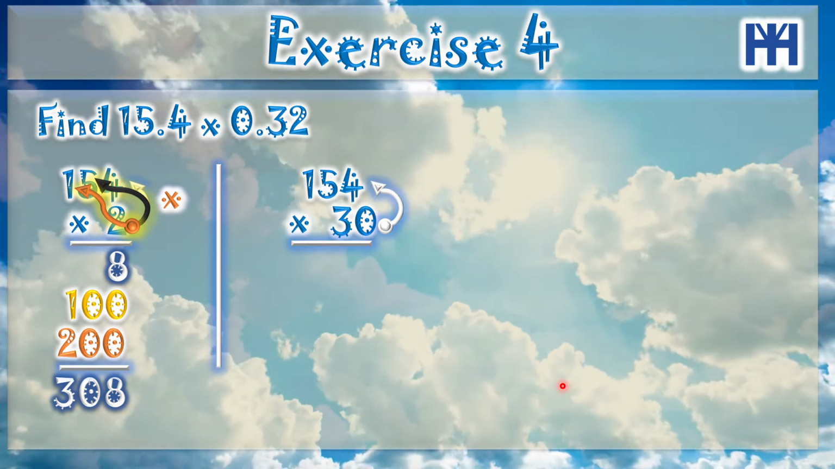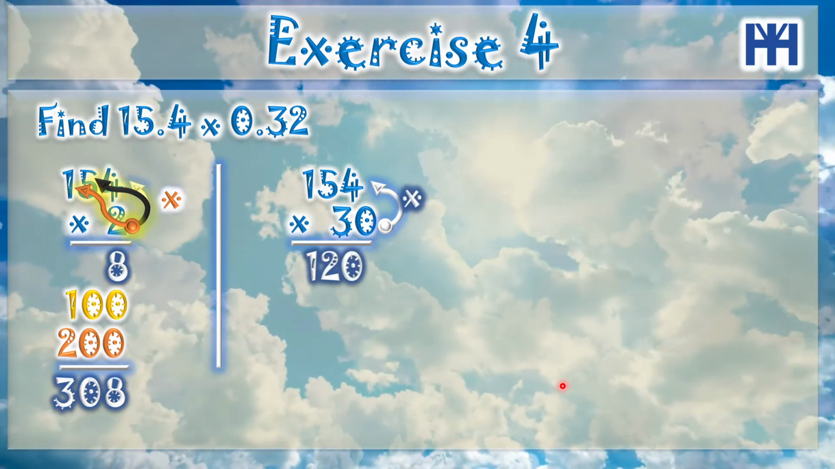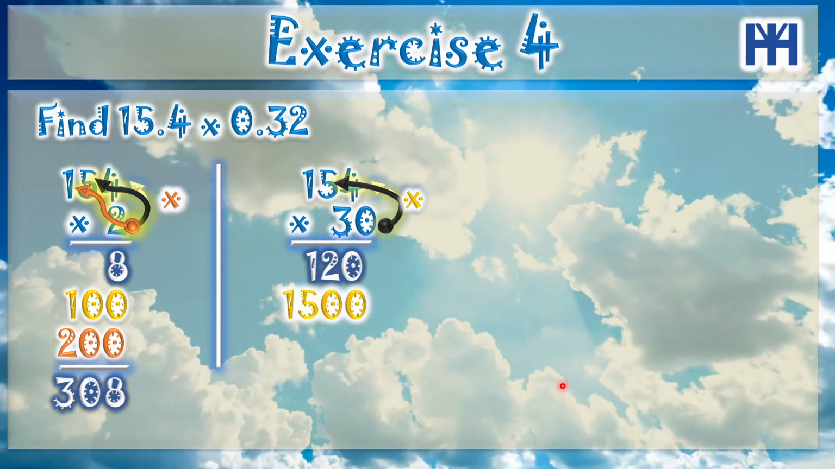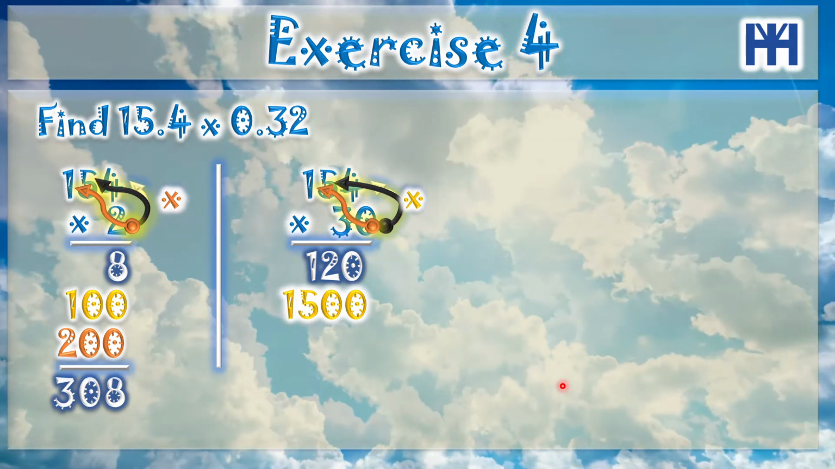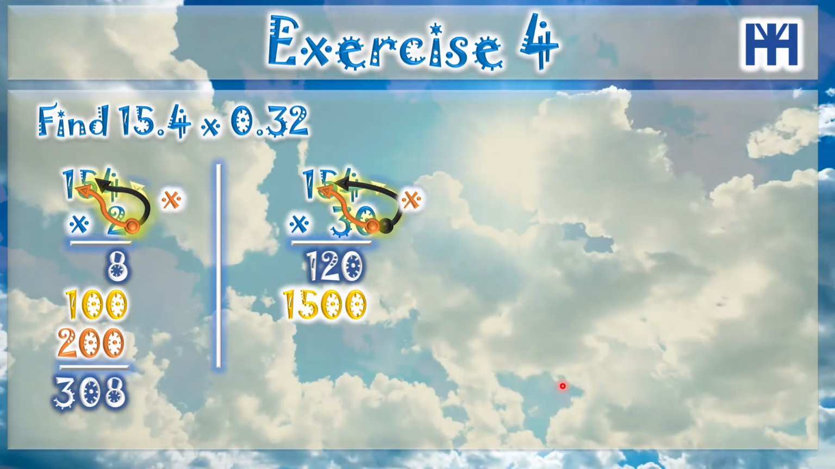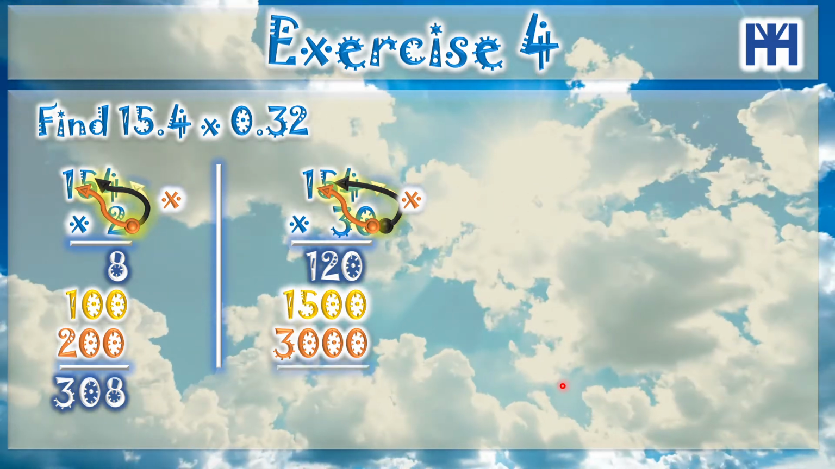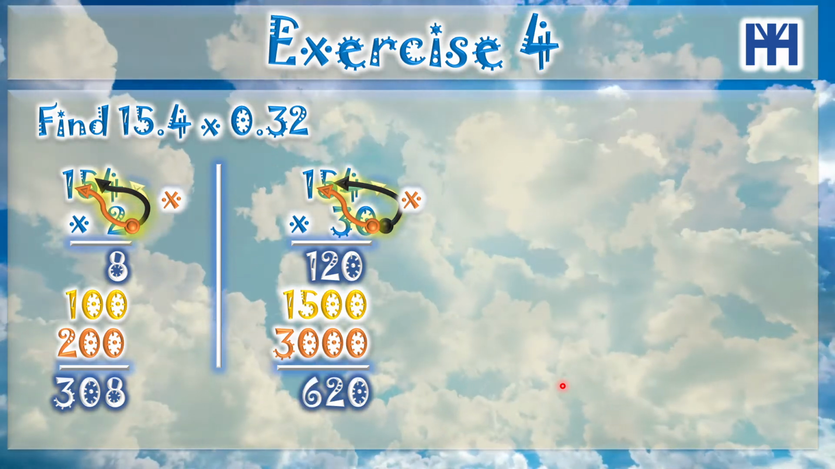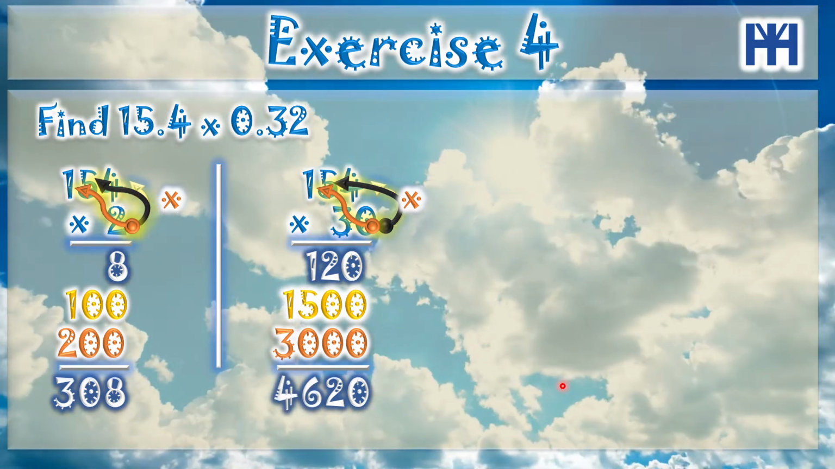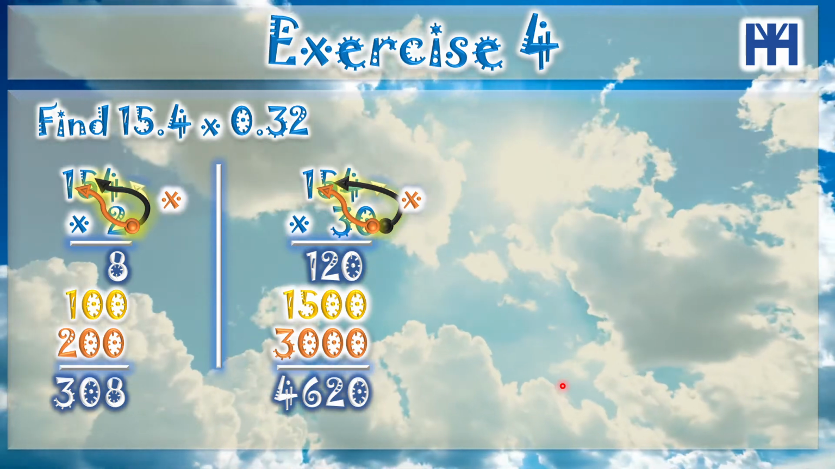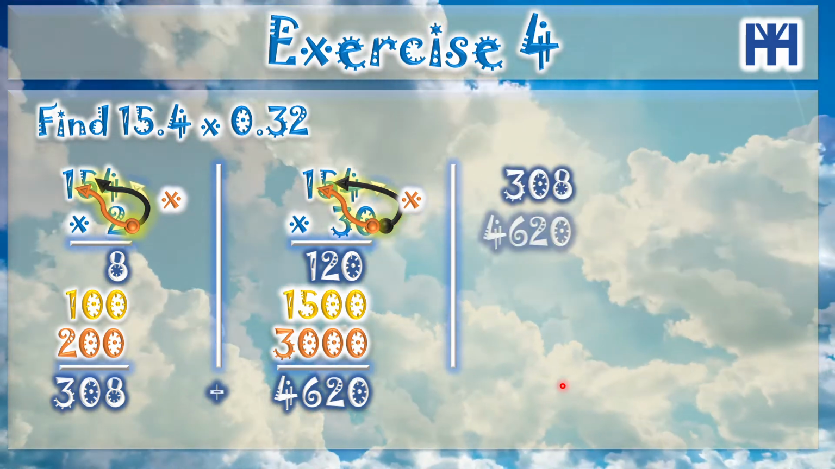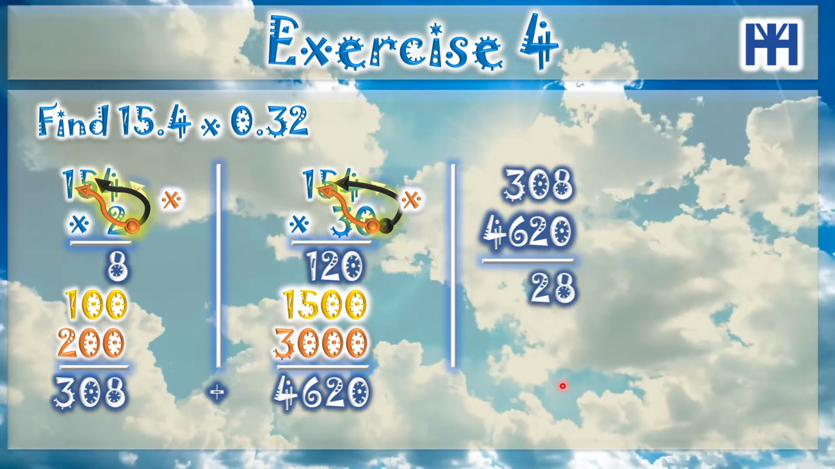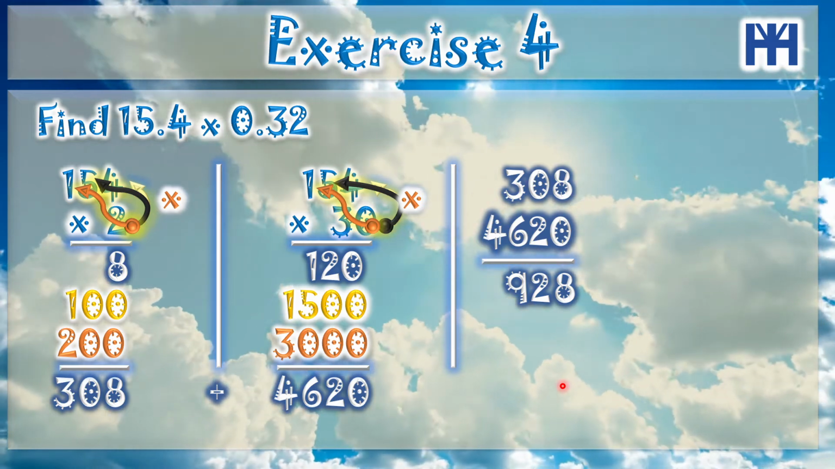Okay, then 154 times 30. Okay, so 30 times 4, it's 120. Then 30 times 50, it's 1500. Then 30 times 100, it's 3000. Then we will add them, 2 and 0 and 0, 2, 1 and 5, 6, 1 and 3, 4. So it's 4620. Then we'll add these two numbers, 308 and 4620, 8 and 0, 8, 2 and 0, 2, 3 and 6, 9, 4 and nothing, 4.